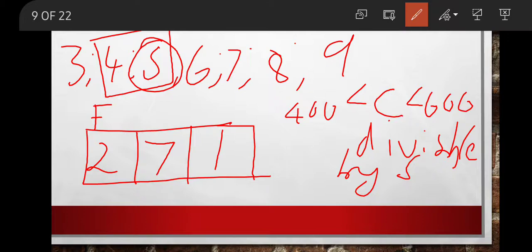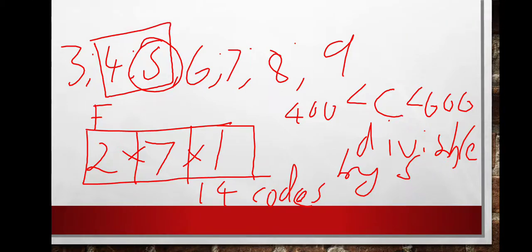Then how many codes can be formed from that? We're just going to multiply all these numbers here. 2 times 7 times 1. It's going to give you what? 14 codes, right? So we only have 14 codes if the code must be greater than 400 but less than 600, and must also be divisible by 5, where the digits may be repeated. Nice.